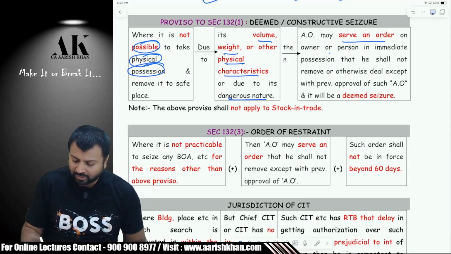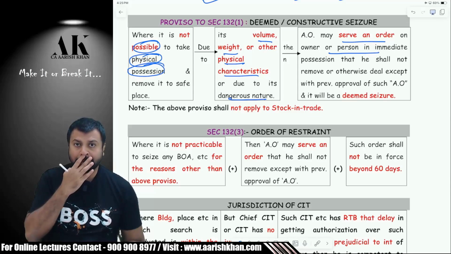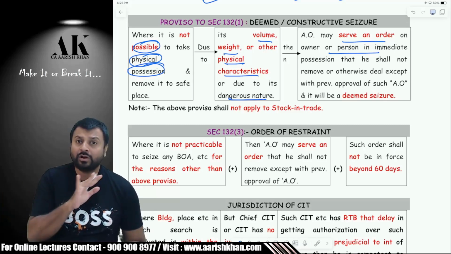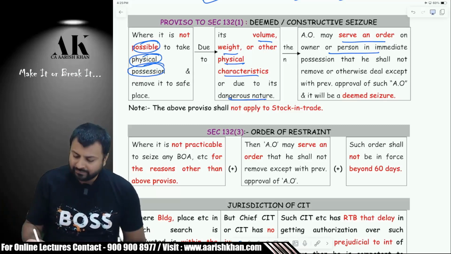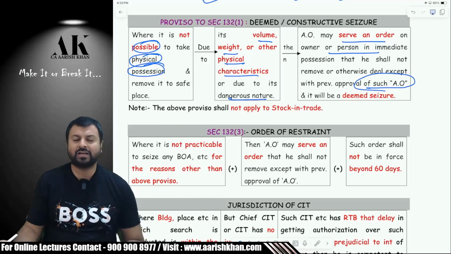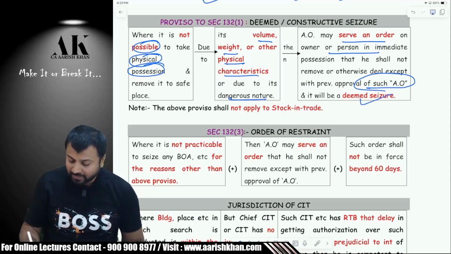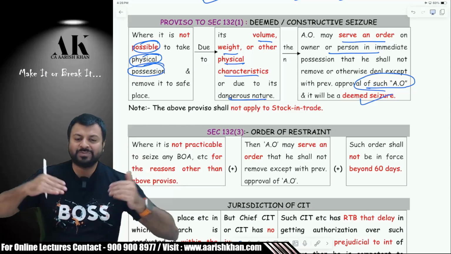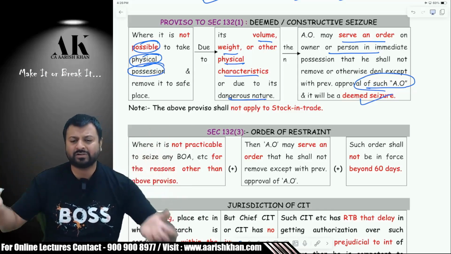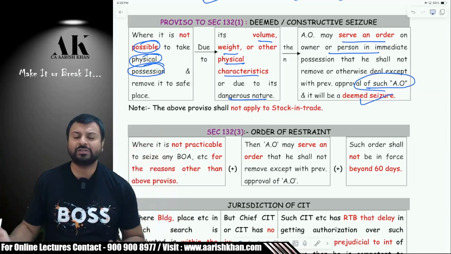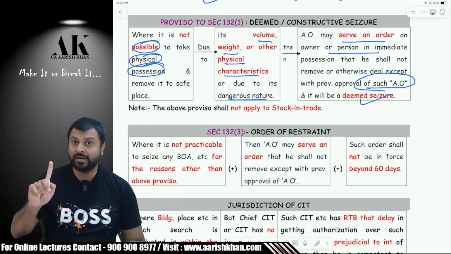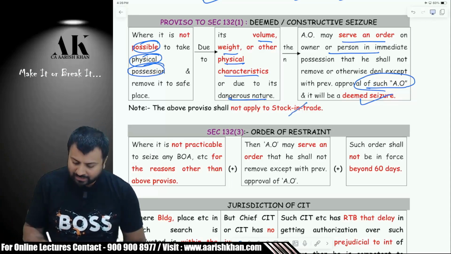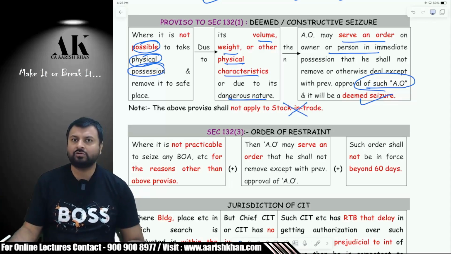The AO will serve an order on the assessee or the person who is in immediate possession, and after receiving that order, that person shall not deal with, shall not sell, shall not otherwise use it without the previous approval of such assessing officer. That concept is called the concept of deemed seizure. So where it is not practically possible for the department to seize because of the volume, weight, physical characteristic, or dangerous nature, the department will give a notice to the assessee or the person in possession not to sell it or otherwise use it without asking. That is known as deemed seizure. Even deemed seizure cannot be done for stock in trade. Stock in trade is not allowed to be even deemed seized.